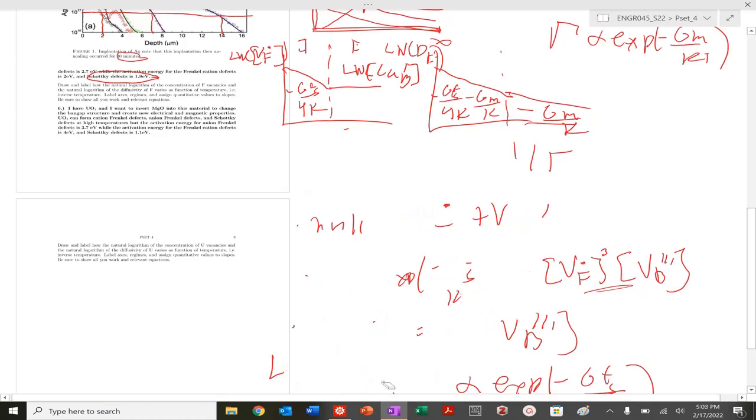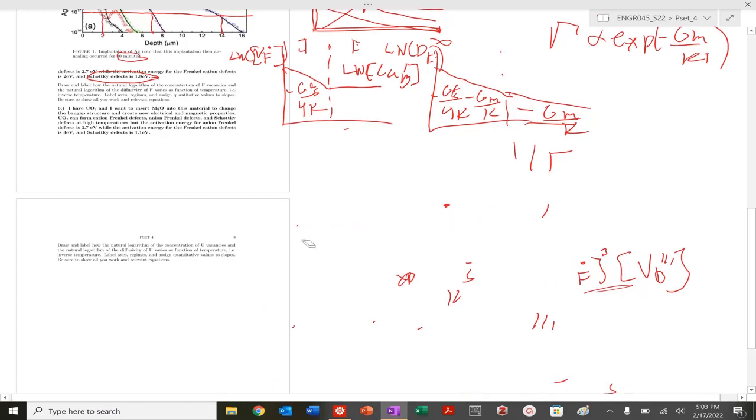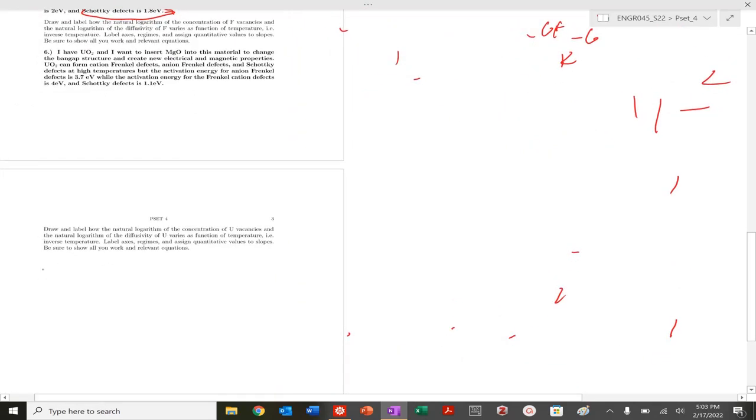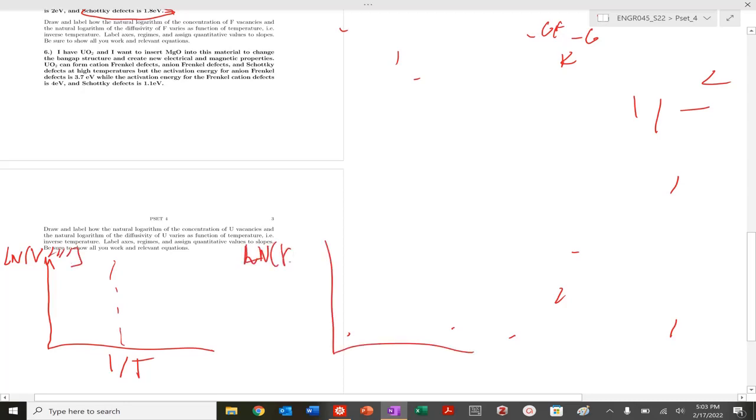So I have UO2, and I want to insert it into MgO. Let's play around with this. Let's zoom in a little bit. So I want to label 1 over T again. So the natural log of what? Vacancies in U. I have UO2, so vacancies in U is going to be a minus 4. And then I'm going to have the natural log of the diffusion in U versus 1 over T, intrinsic, extrinsic. And now I see again the Schottkys are the lowest.